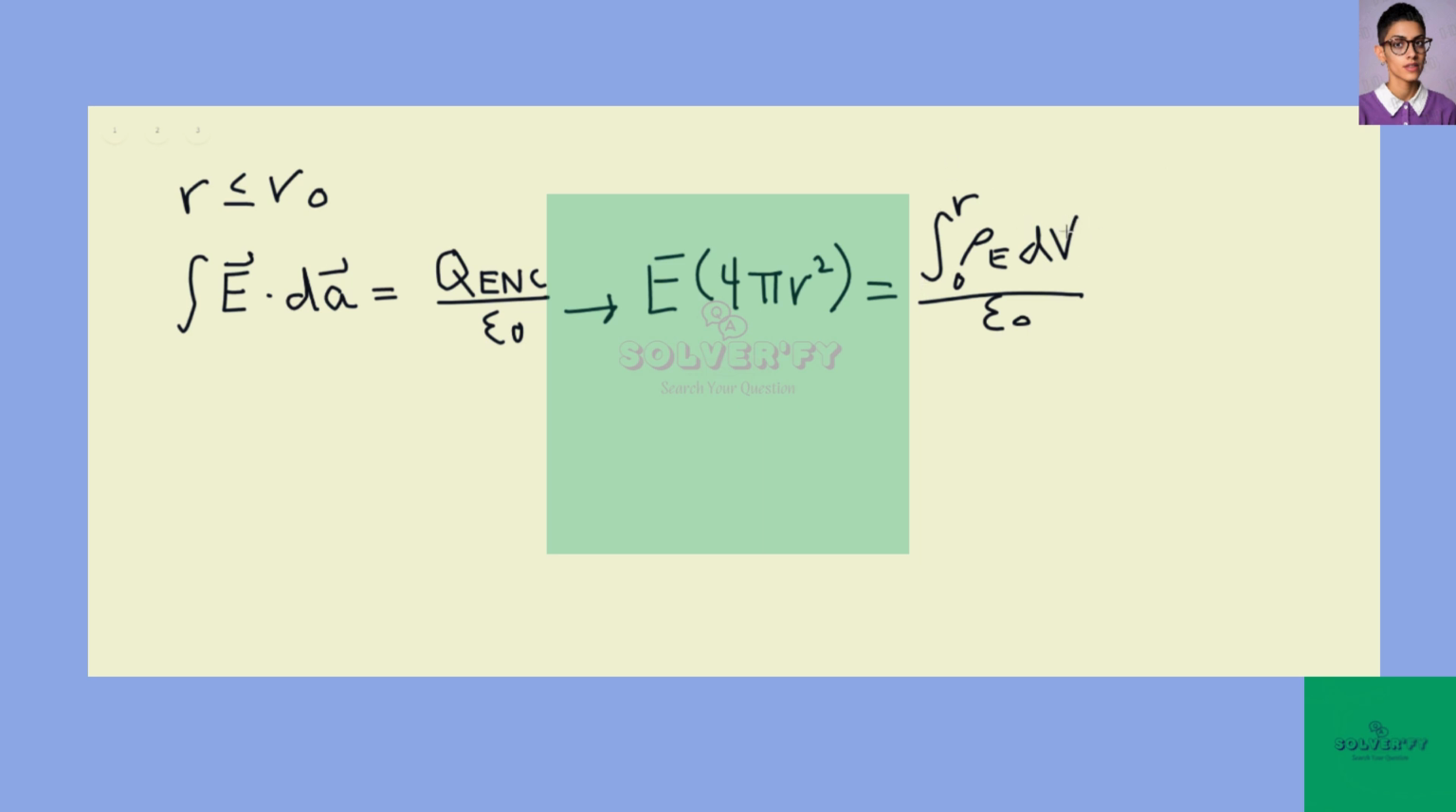So the hard part is going to be doing this second integral inside the sphere. It's not too bad, though. First of all, we can isolate E, make this a little bit easier. We have 1 over 4 pi epsilon naught.